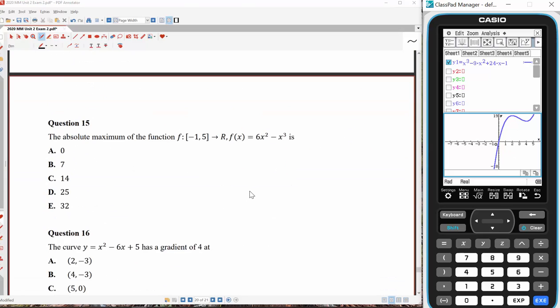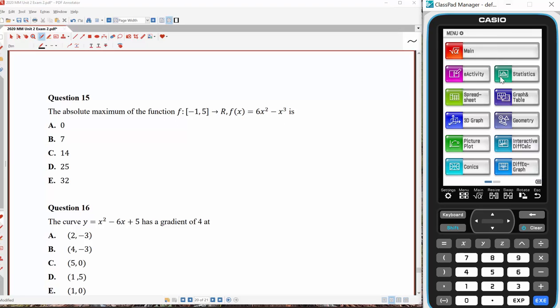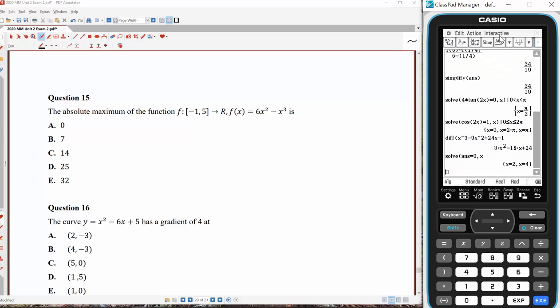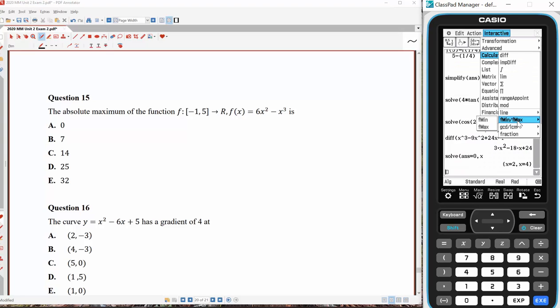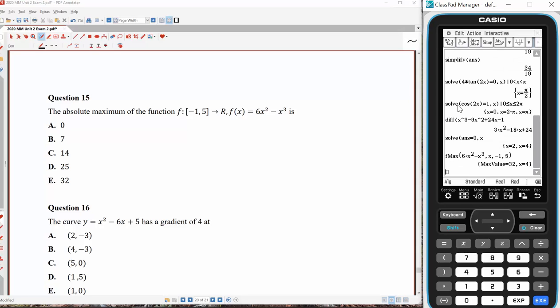All right. Absolute maximum of the function. Probably the easiest way to do absolute maxes is to use fmax. So calc fmax, feed it the expression 6x squared take x cubed. Variable is x between -1 and 5, and it will just go hunt for the highest possible value, which is 32 at x equals 4.